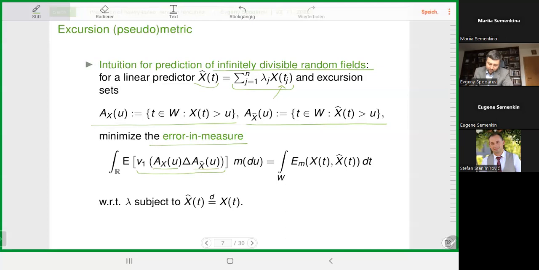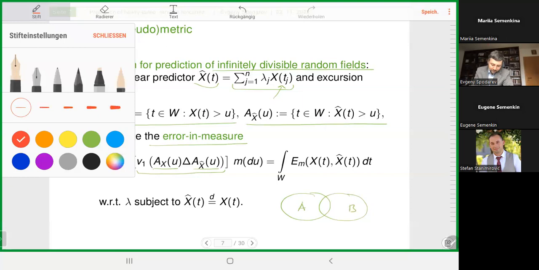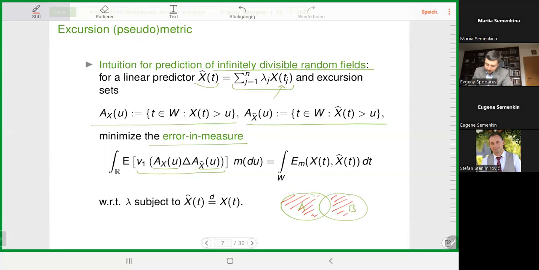And just to remind you what the symmetric difference is, if you have two sets A and B, which possibly intersect, the symmetric difference will be the parts of the sets which are not common, so without the intersection. So we take the joint length of this symmetric difference, its mean, and we also integrate over all possible levels.